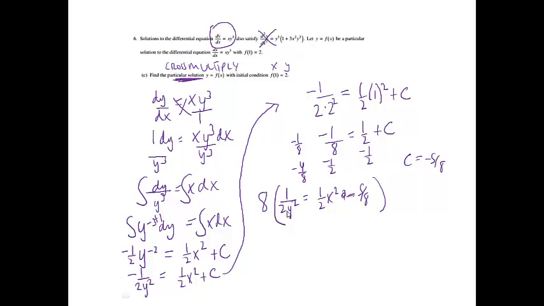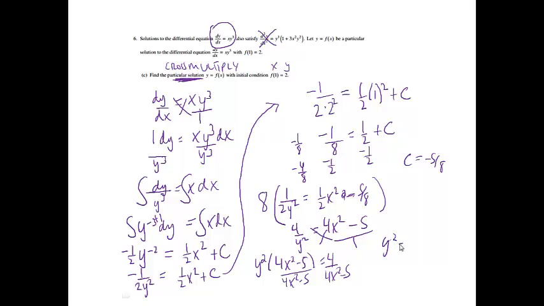Let's see. If I multiply this one by 8, it's going to be negative 4 over y squared. If I multiply this one by 8, it's going to be 4x squared. And if I multiply this one by 8, it will be minus 5. So hopefully that made it look a little better. Okay, if we're going to solve for y, I'm going to make the right side a fraction, and I'm going to cross multiply. So I'm going to get y squared times 4x squared minus 5 equals 4. And remember, my goal is to solve for y, so I'm going to divide both sides by 4x squared minus 5. And then I'm going to get y squared equals 4 over 4x squared minus 5.